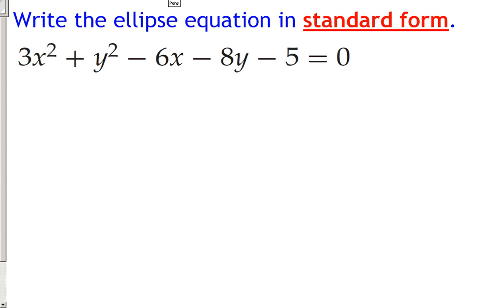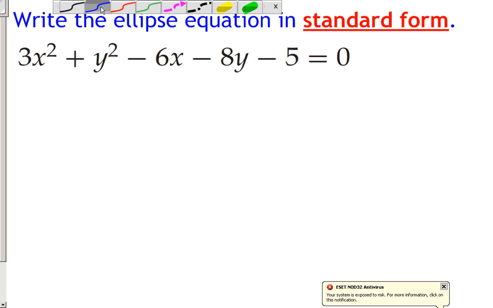Okay, ladies and gentlemen, this is the equation of an ellipse. You can tell because the x squared and the y squared coefficients are not the same. However, we have no idea what this graph looks like, so we need to get this in the right form.